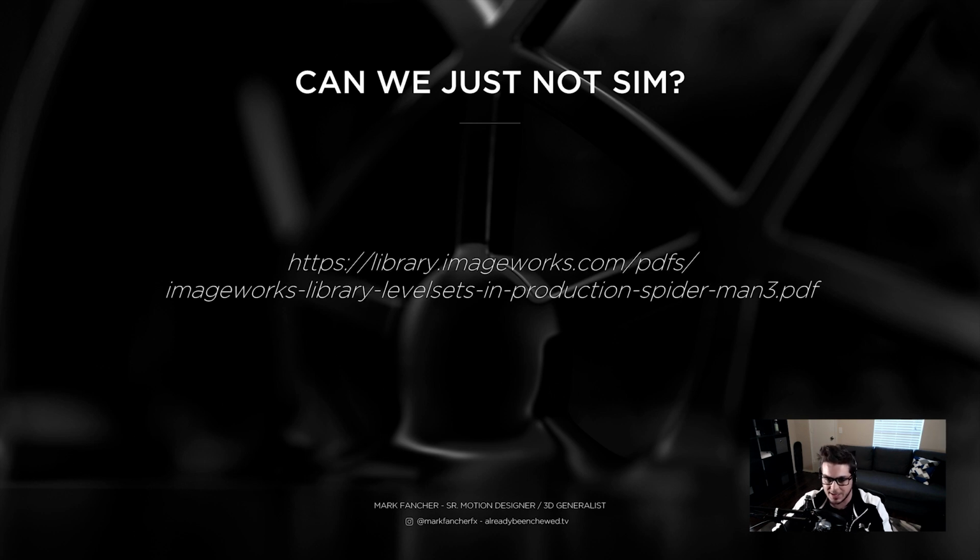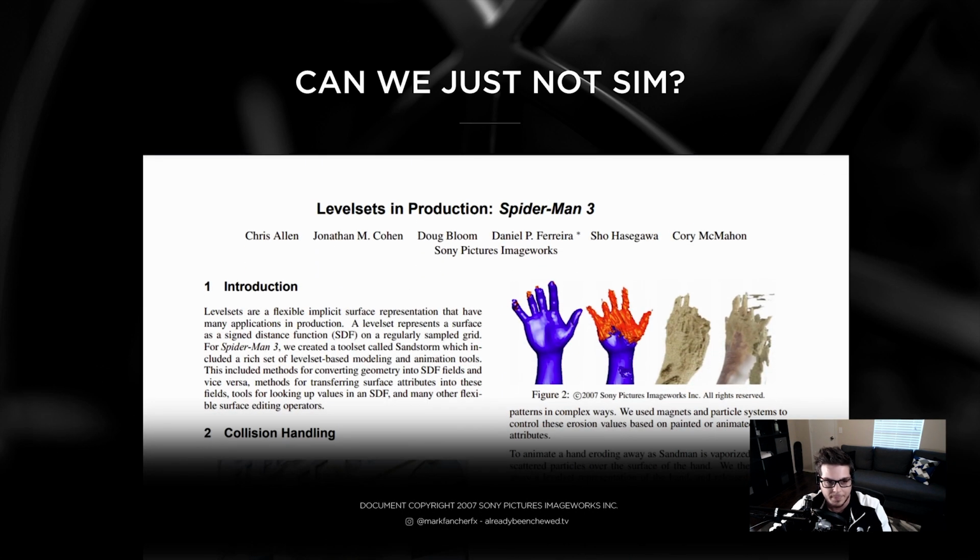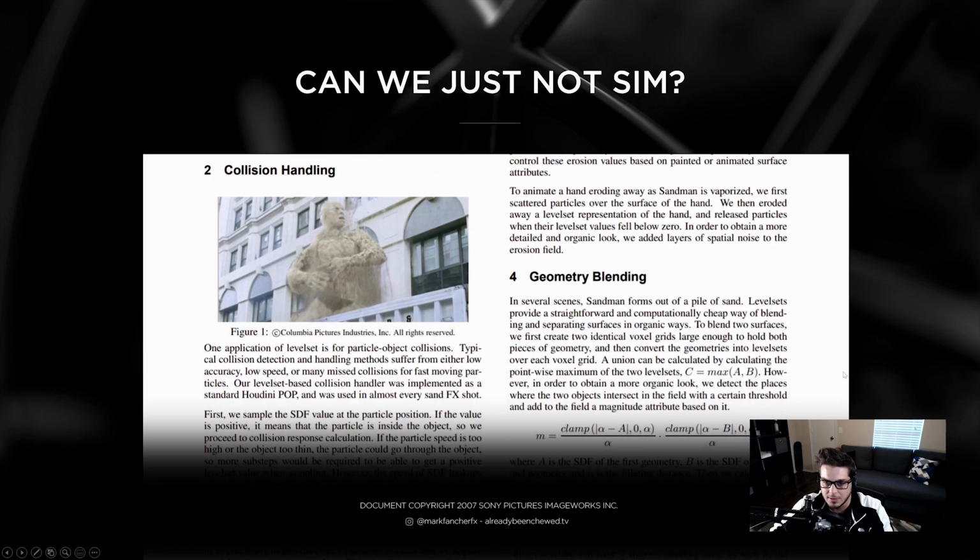remembered this document that I found on the internet from Sony ImageWorks. It's this ImageWorks library "Level Sets in Production: Spider-Man 3" PDF file. I'd seen this a bunch of times, and I looked at it and had my mind blown by it. Basically, this document, and you can find it on the internet, is more or less how to use level sets in production to create these kinds of weird smoothing effects using SDFs. And we have SDFs in Houdini, that would be our VDB toolset and stuff like that.